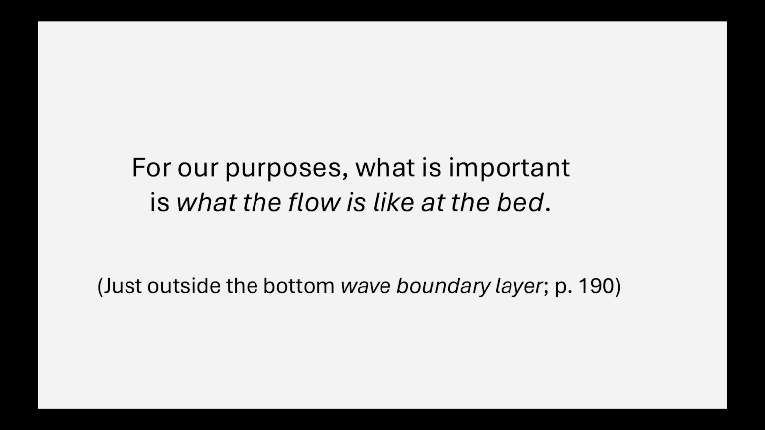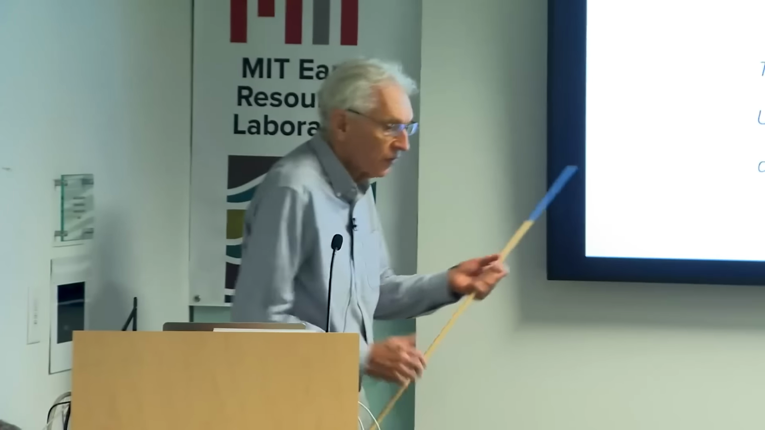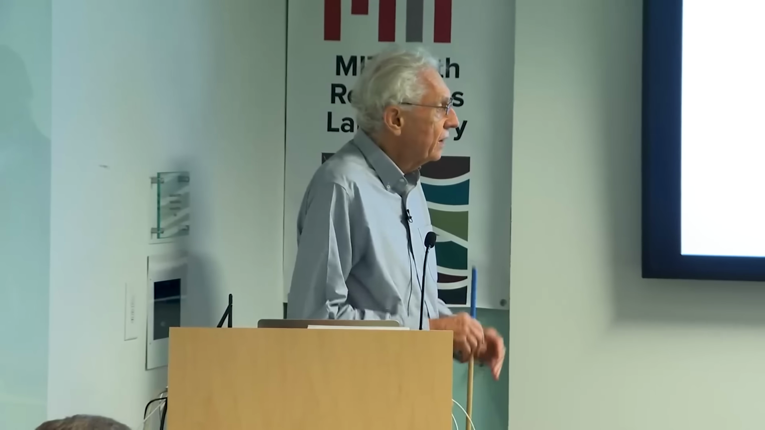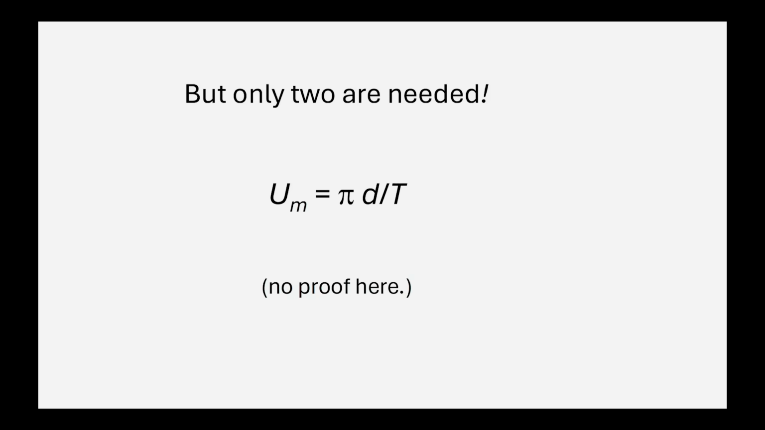So what is the flow like at the bed? Well, again, we'll think about variables. Wave period, max orbital velocity. It moves this way, and that's an orbital diameter, how far it moves back and forth. And the maximum velocity is in the middle of the orbit. So there's three variables, and actually only two are needed. Now I'm not going to prove this, but it's well known that the velocity equals pi times the orbital diameter divided by the period. You just have to accept that. That's the way it is.